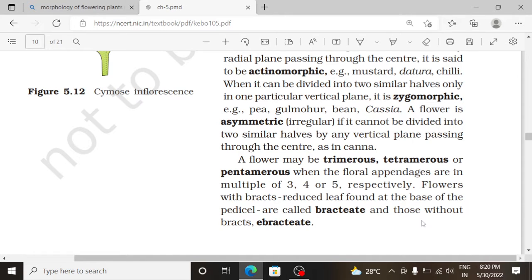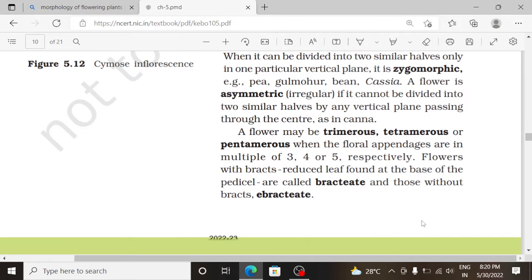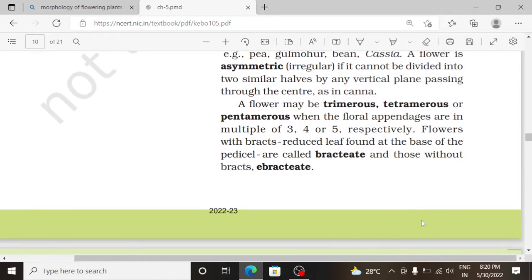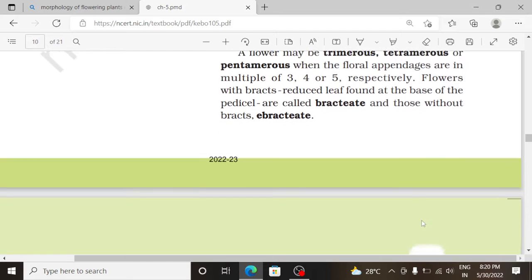A flower is asymmetric, irregular, if it cannot be divided into 2 similar halves by any vertical plane passing through the center, as in canna. A flower may be trimerous, tetramerous, or pentamerous when the floral appendages are in multiples of 3, 4 or 5 respectively. Flowers with bracts, reduced leaf found at the base of the pedicel, are called bracteate, and those without bracts, ebracteate.